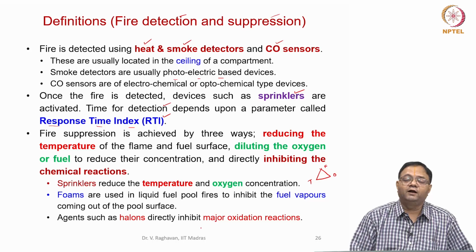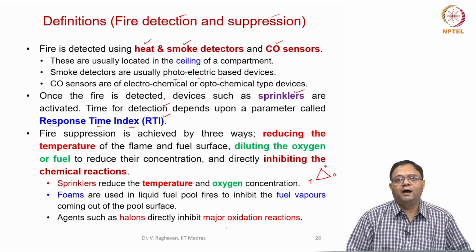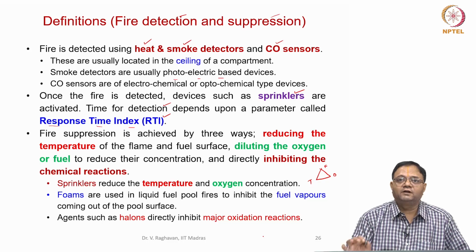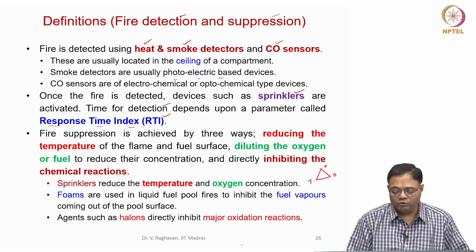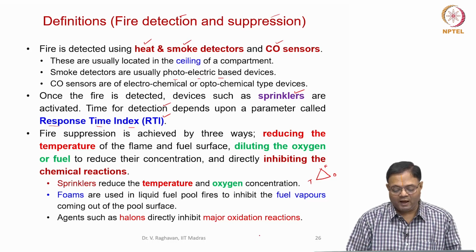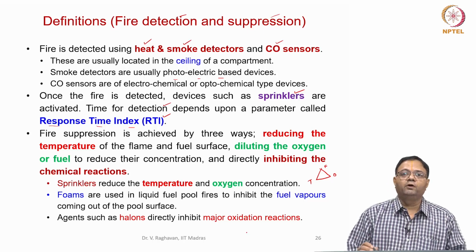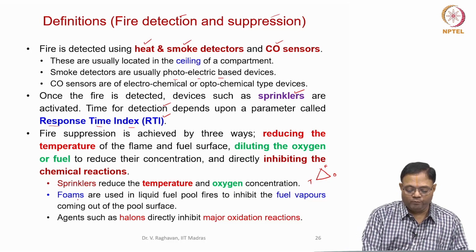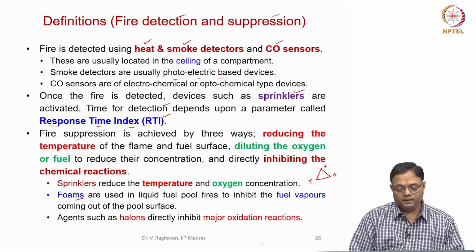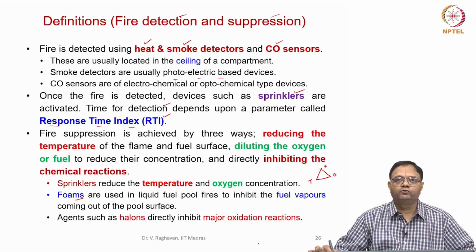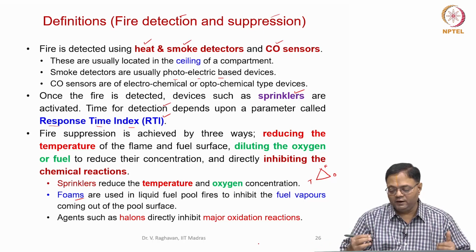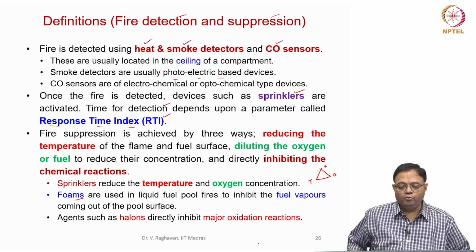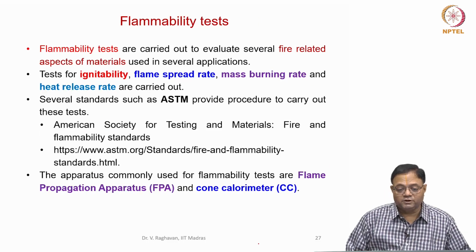Now, one more thing is to use halons. They will directly affect the chemical reactions. We will also talk about that, but actually, halons are not usable nowadays because of environmental issues. As I told you, for liquid fuel fires, you have to use foams, which spread over the liquid fuel surface and inhibit the generation of fuel vapors. So, these are the definitions related to fire detection and suppression.